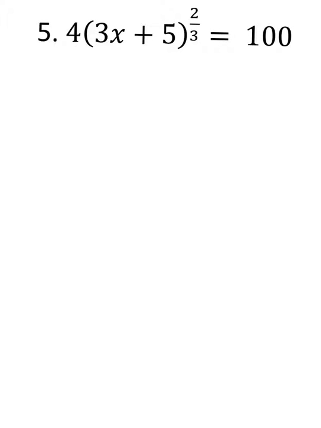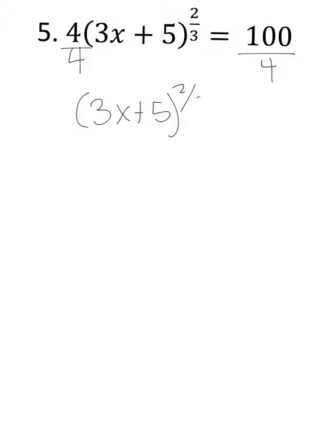Oh, I'm sorry, number 5. All right, so we do have one item that needs to move on this one because we have our base that has an exponent right here, but this extra 4 needs to go away. So we're going to go ahead and divide by 4, and we're left with 3x plus 5 to the 2/3 equals 25.